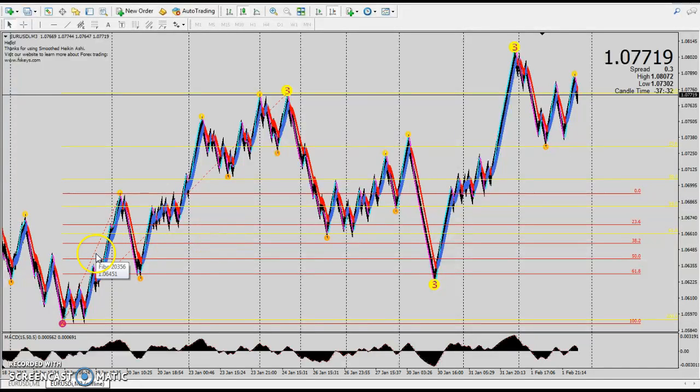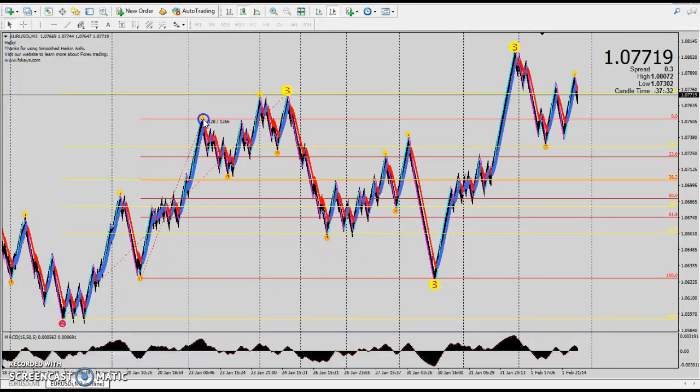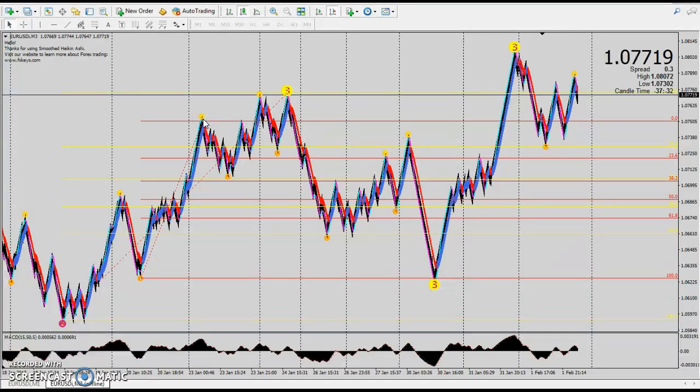Now let's take the same Fibonacci line from the 2 to the 1, this one right here, and place this one right here where this number 1 is, all the way up to this one, as I stated before. Now let's see how we can find us a place to trade within this Fibonacci line. This is right here.